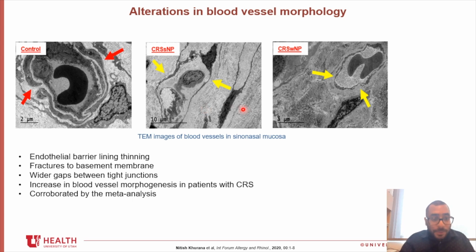We see wider gaps between the tight junctions, and we see an increase in the endothelial barrier lining as well. You see that the lining of the endothelial cell in the healthy patient is very thick if you compare this size, whereas in both CRS patients without nasal polyp and with nasal polyp, the thickness of the endothelial lining is very thin. So this in general is called alteration in blood vessel morphology, because in inflamed tissue we're seeing a lot of disorganization in the blood vessel.